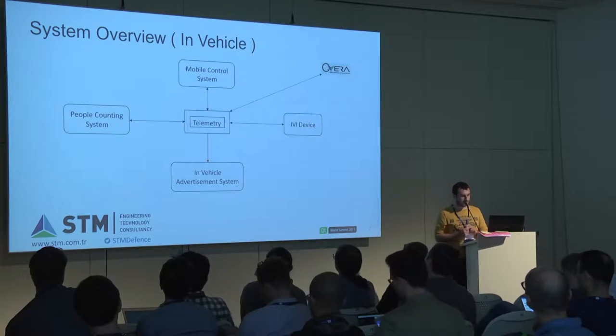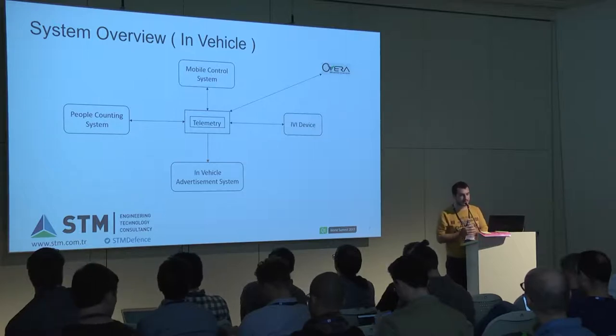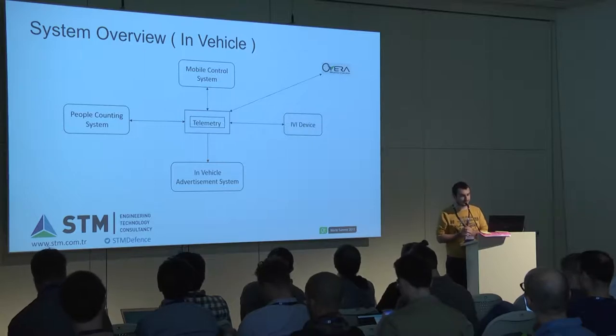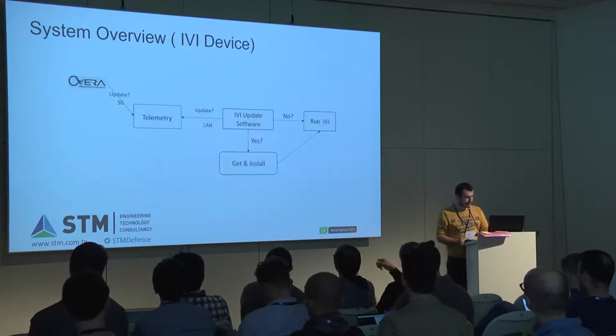In the vehicle part, the system has four components. One of them is the IVI device, and the two-sided arrows here show two-way communication between the components and the telemetry device. By the way, the telemetry device is also developed by us, which collects some information and shares its data with our control center over 3G.